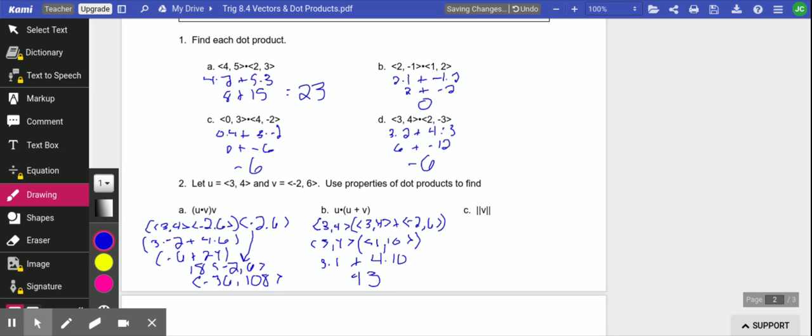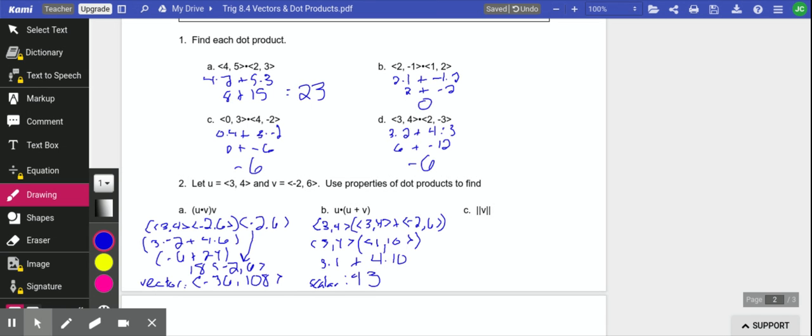I think something in the homework is they ask you to do this stuff and then tell whether your answer is a vector or a scalar. So clearly, in part A, our answer is a vector because that's a vector. But in part B, our answer is a scalar because that's not a vector, it's just a plain old number.